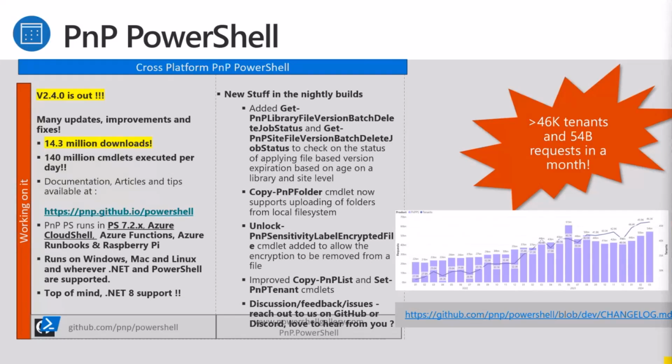So now you can upload the entire folder from your local file system right into a SharePoint document library. And it also supports recursive folders inside your local file system. Another cool command that we added was unlock PNP sensitivity label encrypted file. So if your file has been encrypted using a sensitivity label, you can remove that using this particular command.